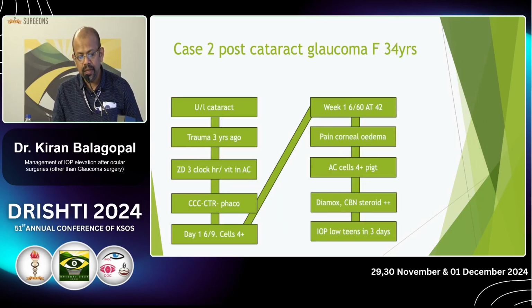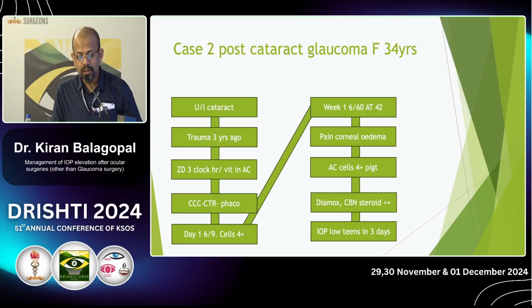Another patient, a unilateral cataract post-trauma. There was a 3 o'clock hour zonular dialysis with vitreous in the AC. After a vitreous clearance, I did a CCC and placed a CTR and did a routine phacoemulsification. First day, patient was okay, 6/9 vision, but there were 4+ cells in the anterior chamber. By the end of the first week, patient had pain and corneal edema. Vision had dropped to 6/60. IOP was 42. AC cells were 4+, mainly pigmented cells.